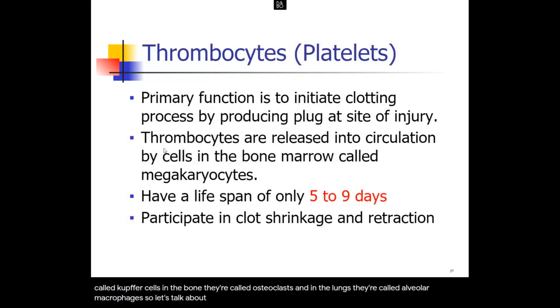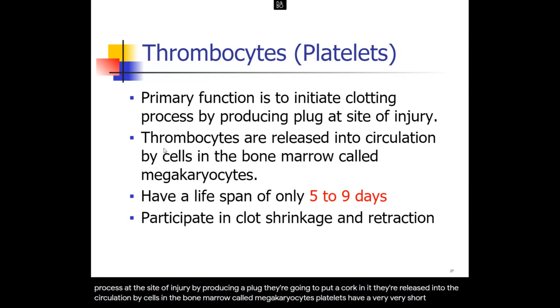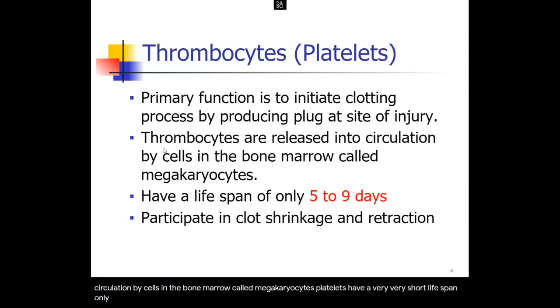So let's talk about platelets. The primary function of a platelet is to start that clotting process at the site of injury by producing a plug. They're going to put a cork in it. They're released into the circulation by cells in the bone marrow called megakaryocytes. Platelets have a very, very short lifespan, only 5 to 9 days. They also help participate in shrinking the clot and retraction when the clot starts to break up.